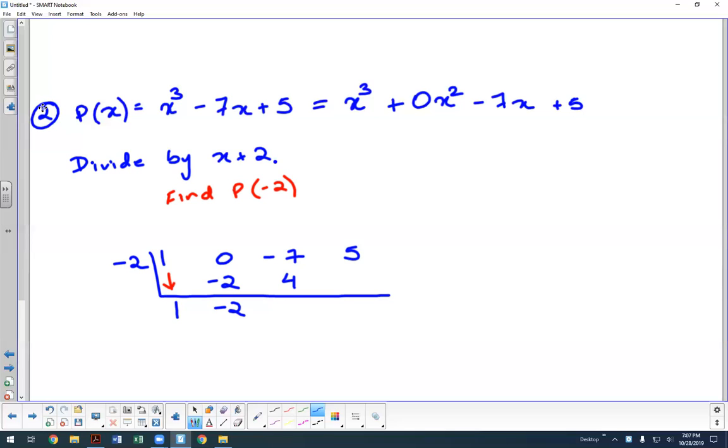-7 plus 4. -3. Multiply. -3 times -2. +6. Add. 11. Very good. So that means the very last term is always the remainder. And then the remaining leading terms are all going to be part of the quotient.